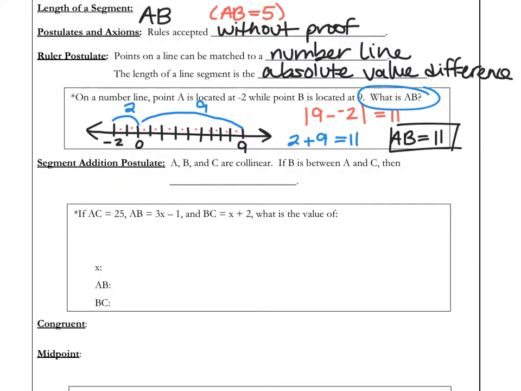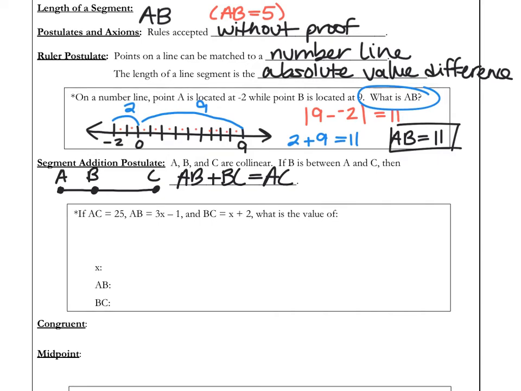Moving on to the segment addition postulate. If A, B, and C are collinear, and B is between A and C, then we can say that AB plus BC equals AC. Geometry is super confusing unless you have a picture. So we're talking about this segment. If A, B, and C are collinear on a line, B is between these two, so A, B, and C. I can do AB plus BC to get the whole thing.